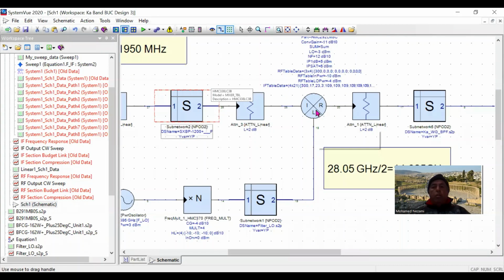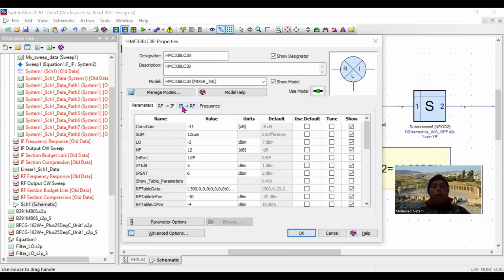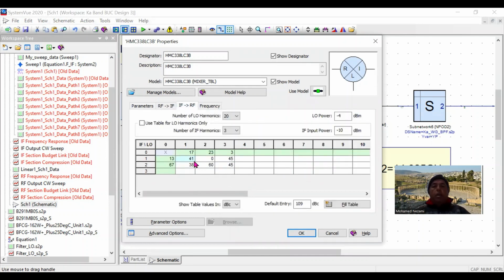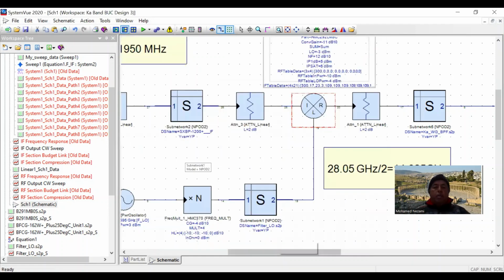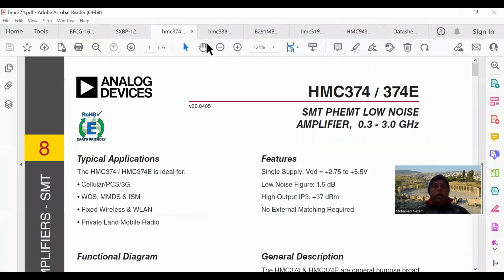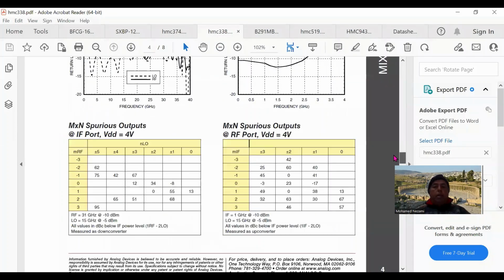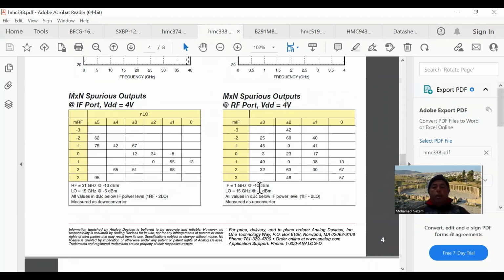So when you come to this one here, for instance, I didn't have the model. So what I did is I created my own IMT table. The IMT table is basically based on the data sheet, which I will show you in a minute. So it's based on the IMT table that is given here. Okay, so they give you the IMT table, the M times N spurious outputs. And I believe this is an error, a mistake in the data sheet in here. This should say IF plus twice the LO, because this is IF minus twice the LO. It can't be this or can't be both. So they made a mistake in here.